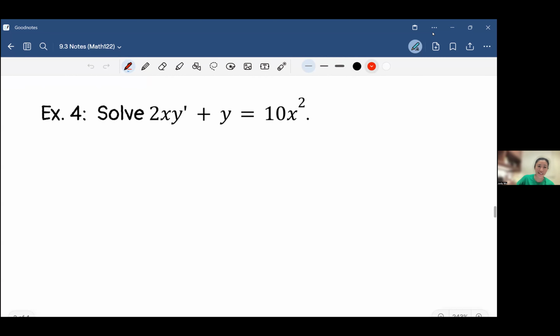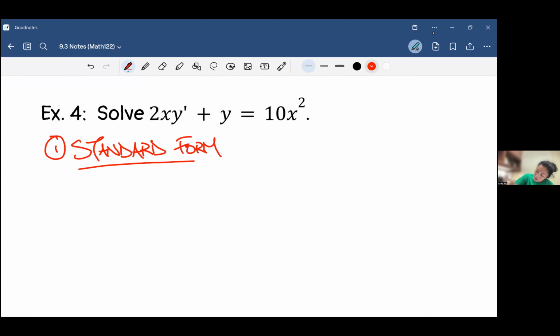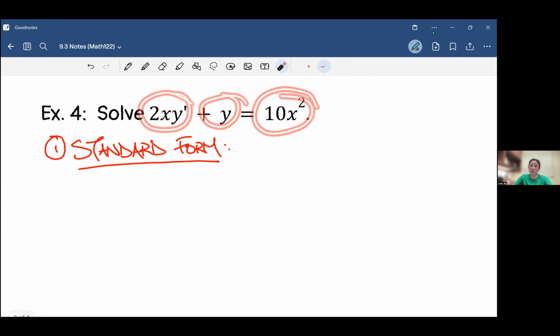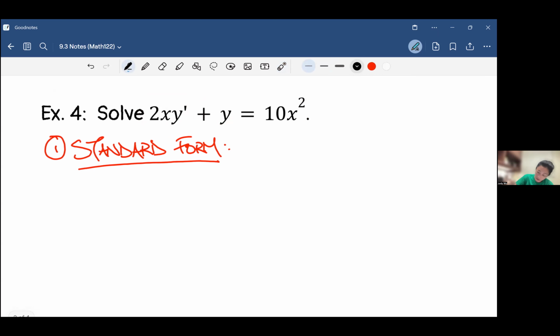All right, let's take a look at example number 4. So we have 2xy prime plus y equals 10x squared. Our first thing is we want to make sure that we are putting our differential equation into standard form, right? I noticed that in all the equations, I don't have anything in front of the y prime, it's just a 1. So that means I'm going to have to get rid of this 2x. To get rid of it, I'm going to go ahead and divide every single term by 2x, all right? So it's going to look something kind of like this.